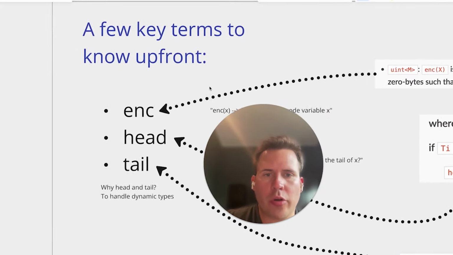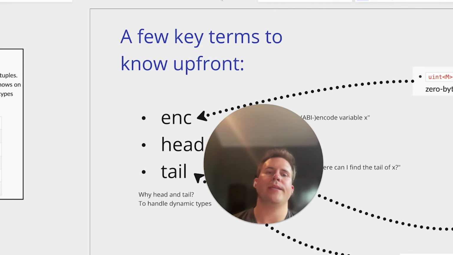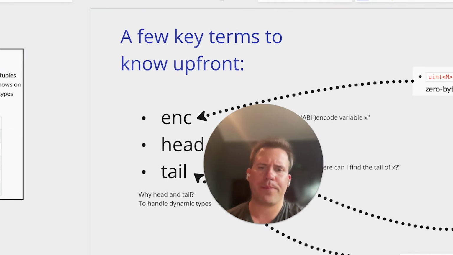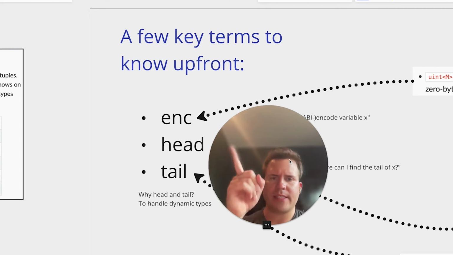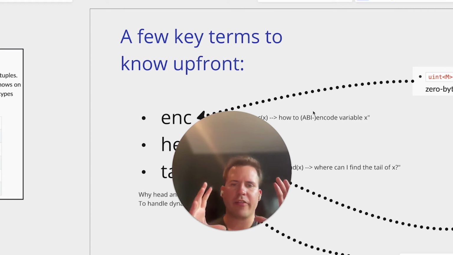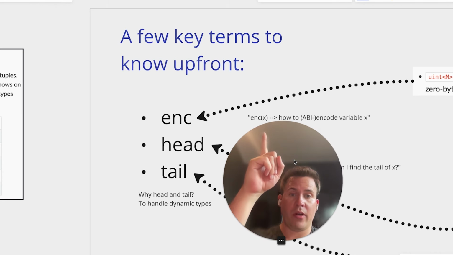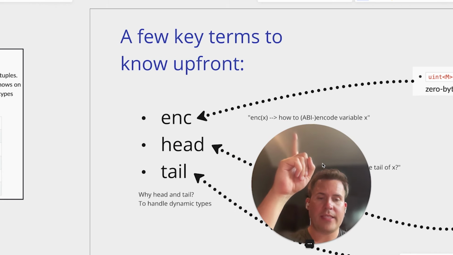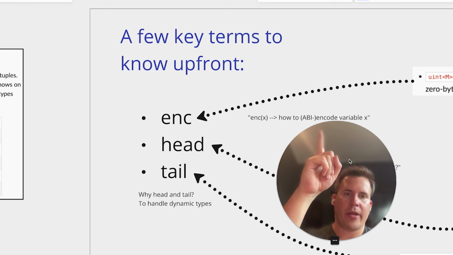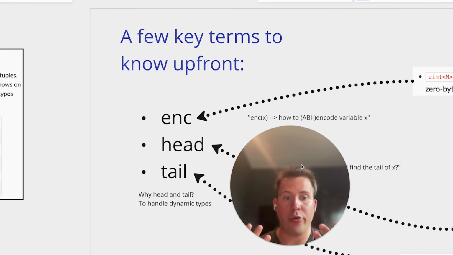A few key terms we need to know up front before we start diving into call data are the following. One is, you'll see this enc all the time, ENC, that's short for encoding. And it just represents a general way of saying encode whatever is in this enc. So for example, encoding of X, enc of X. This means how to ABI encode variable X, all right? You can ask, well, so how do you do that? Well, that depends on what the variable is, all right?